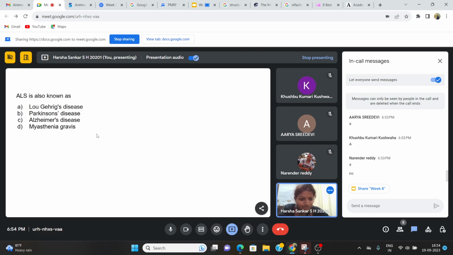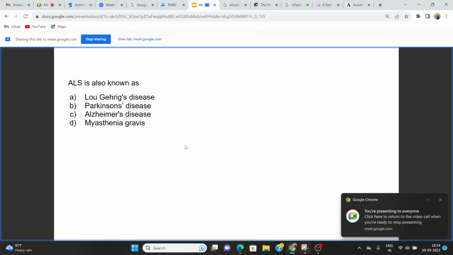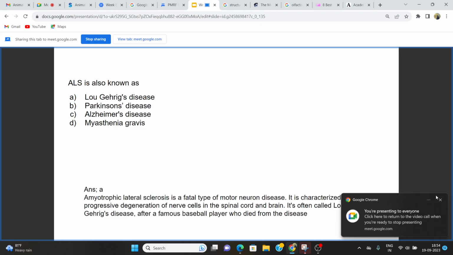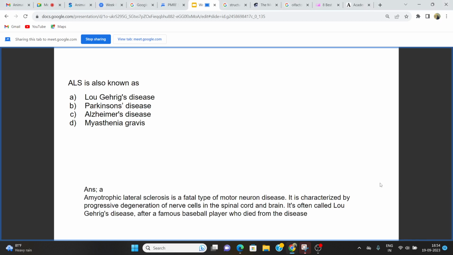No? Okay. So this is basically not the person who discovered the disorder, but a famous baseball player. That baseball player died due to this particular disease, amyotrophic lateral sclerosis. After that, people started calling it by his name. So that's why it's Lou Gehrig's disease. It's named after a famous person who died due to this disorder.